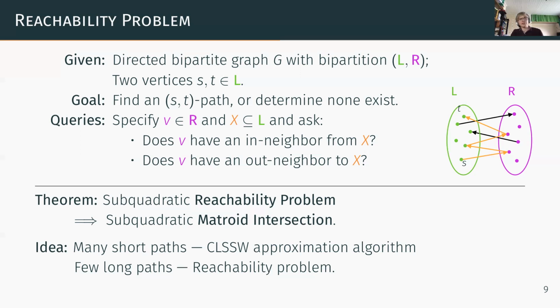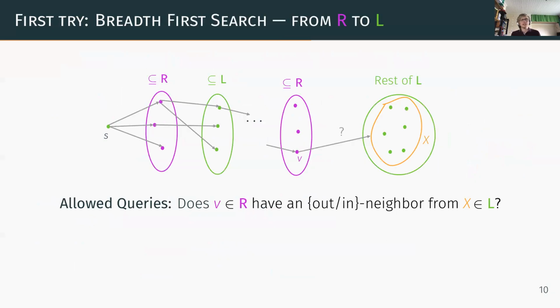So let's for now focus on this reachability problem, and let's make a first try and see why it's difficult. Say we would try to implement some standard graph exploration algorithm like breadth first search. So say we have so far found some set of vertices which are reachable from S by doing our breadth first search. We find these different layers. Note that they will alternate between the right and left side because the graph is bipartite. So say now we have found that these vertices in R are reachable from S, and we want to continue our breadth first search by finding the next layer.